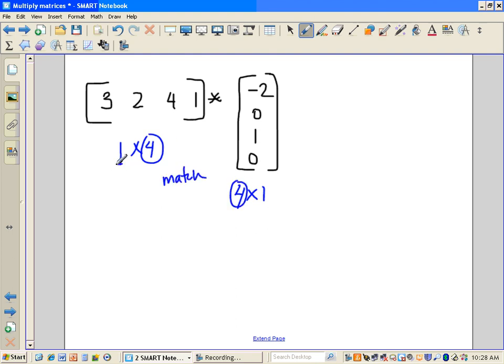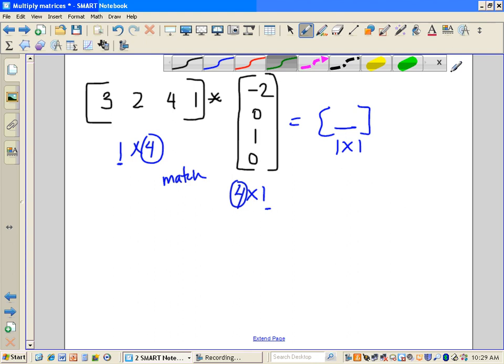That's good. And my outer dimensions are 1 and 1. So that means my answer is going to be a 1 by 1 matrix. I'm looking for just one number in here. So again, let me get a different color.